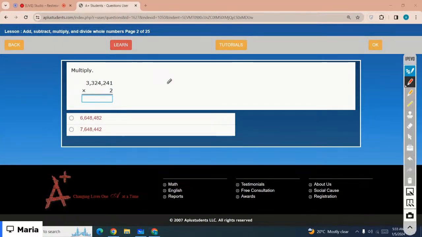2 times 1 is 2. 2 times 4 is 8. 2 times 2 is 4. 2 times 4 is 8. 2 times 2 is 4. 2 times 3 is 6. And 2 times 3 is 6. So which is the correct option? Number 1 is the correct option. Got it? The correct option is option number 1.